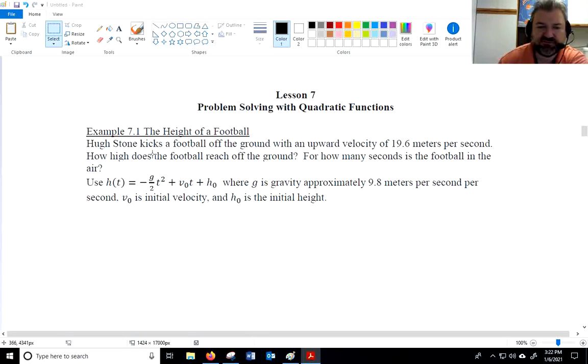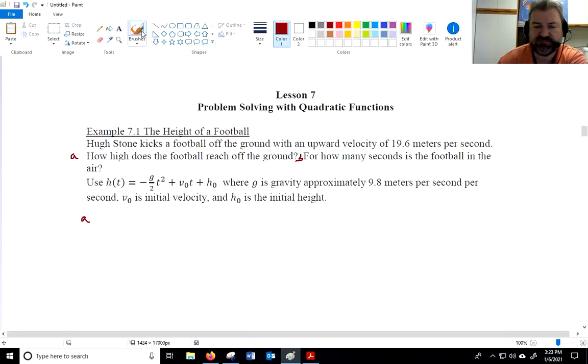All right, Hugh Stone kicks a football off the ground with an upward velocity of 19.6 meters per second. How high does the football reach off the ground? For how many seconds is the football in the air? So we have two questions. So I'm going to call this part A, and I'll call the other one part B. Okay, so let's start with part A. We are going to be determining how high does it reach off the ground.